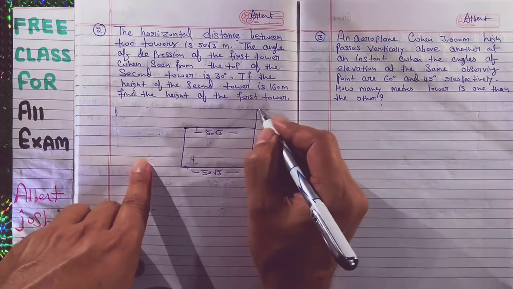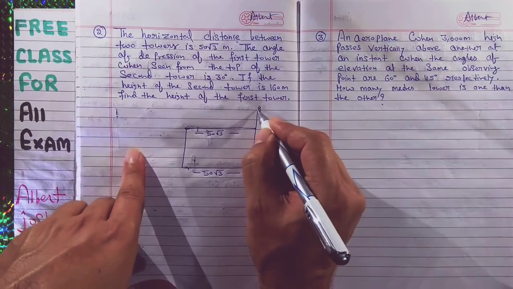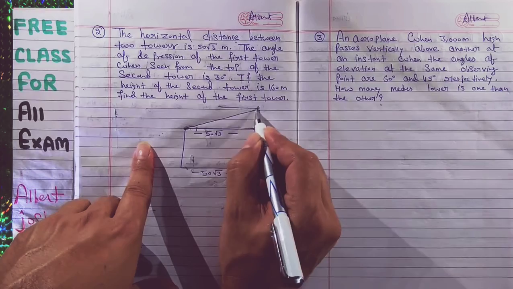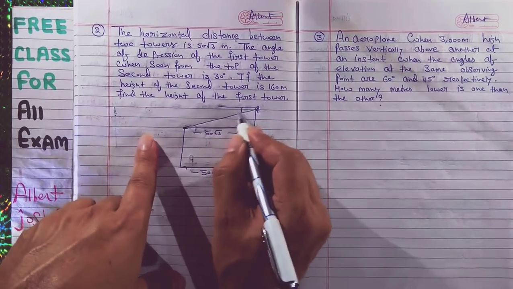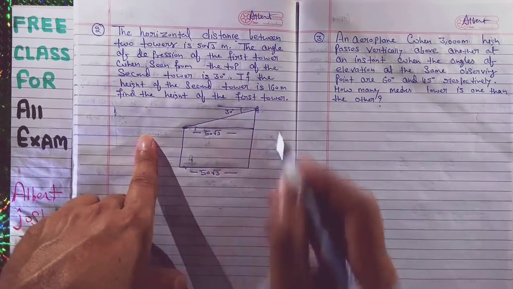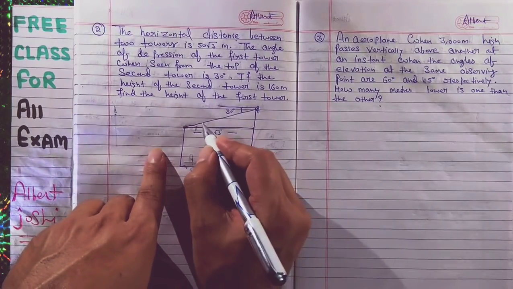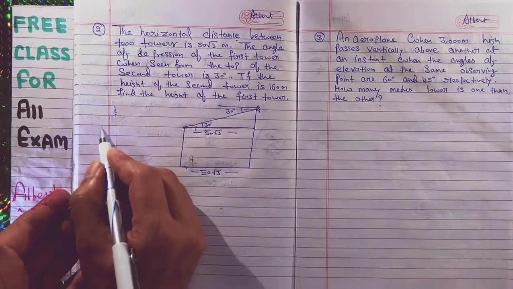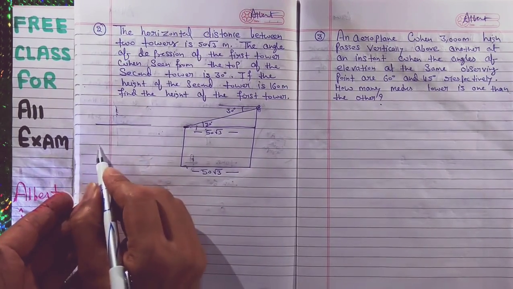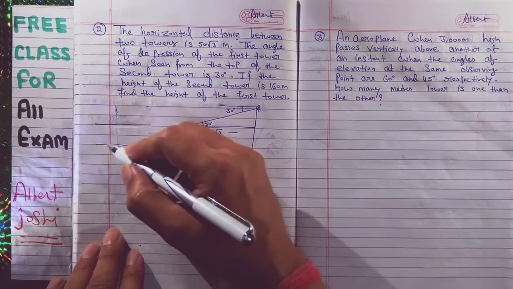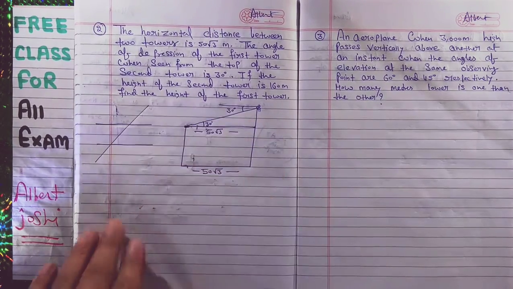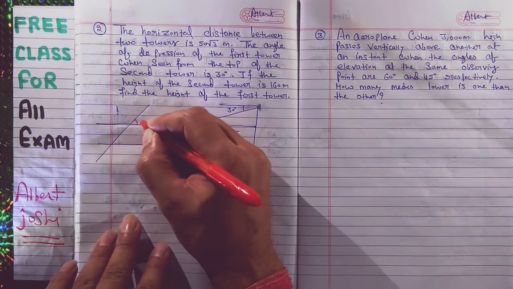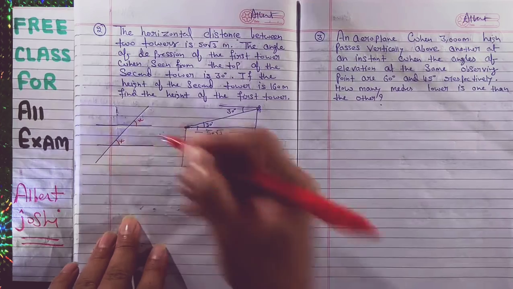Now the angle of depression of the first tower when seen from the top of the second tower is 30 degrees. It means suppose you are here and you are looking from here to here, so the angle it makes with the horizontal is 30 degrees. So if it is 30, then this will also be 30. How? If you have studied, if two lines are parallel and one line intersects both lines, in this condition those are corresponding angles, so they will be equal.